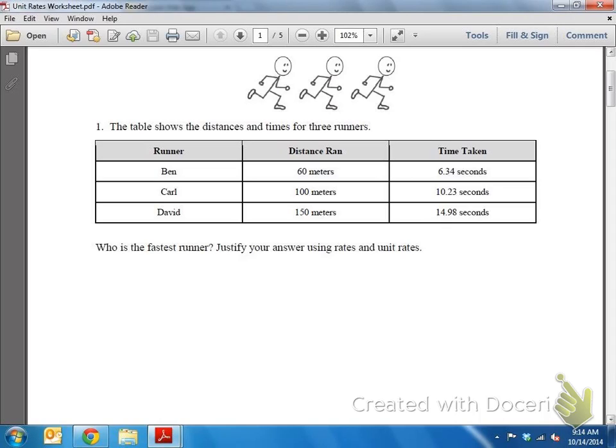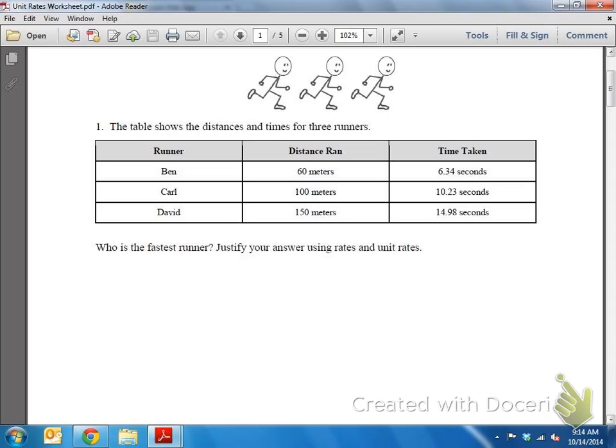So the best way to know who's the fastest is to put them all on the same equal playing field. There is something we can look at to compare all the runners, something we've been talking about in the past couple of days called the unit rate. If I find the unit rate, meaning the rate of speed at which they were running, because they were all running an average speed during their 60 meters or 100 meters or 150 meters, then I can compare their average speeds and see who's faster. Does that make sense?